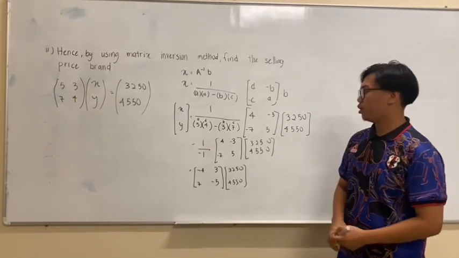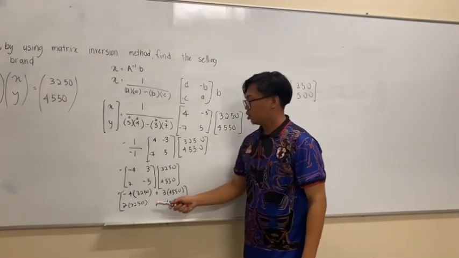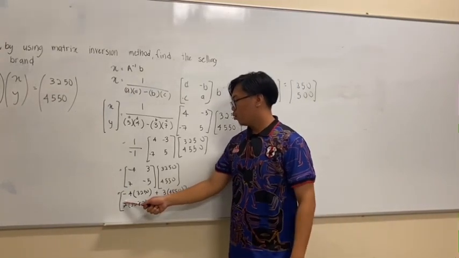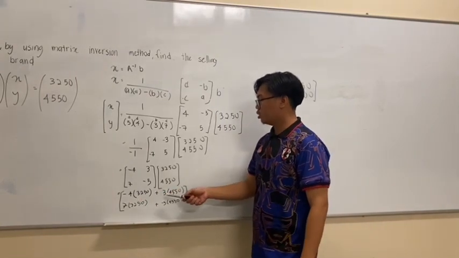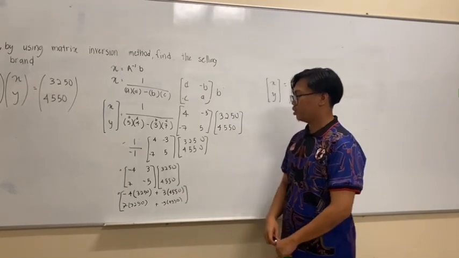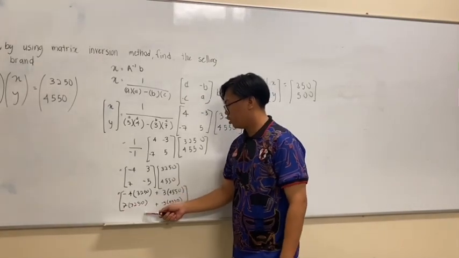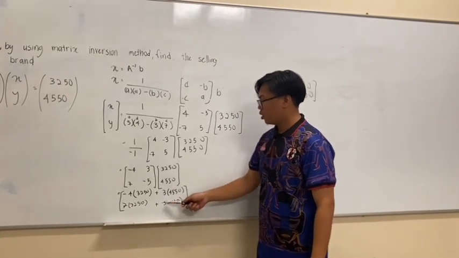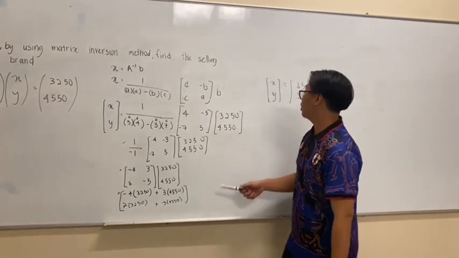How to multiply? Let's calculate. Negative 4 multiplied with 3250 plus 3 multiplied with 4550 ringgit, and 7 multiplied with 3250 plus negative 5 multiplied with 4550 ringgit, and you can get this.